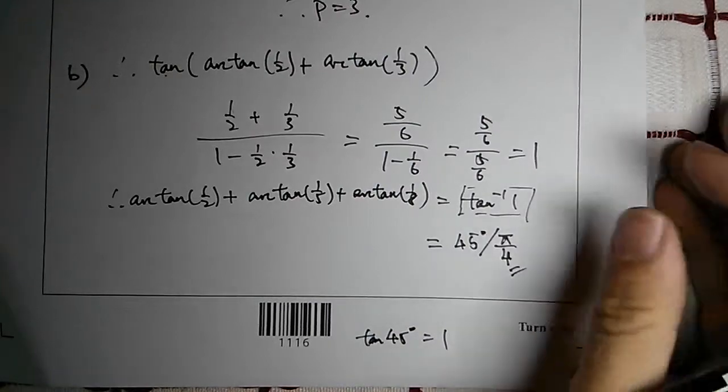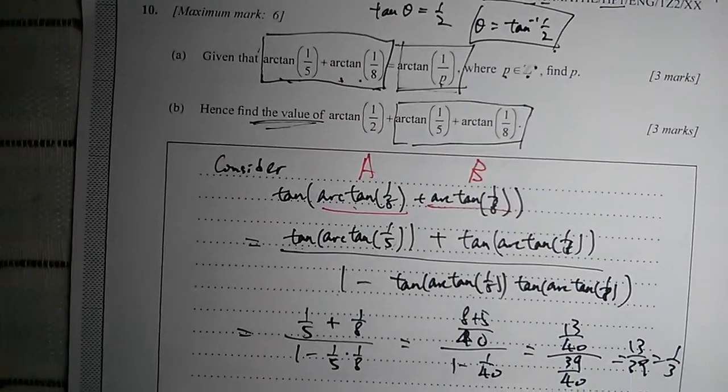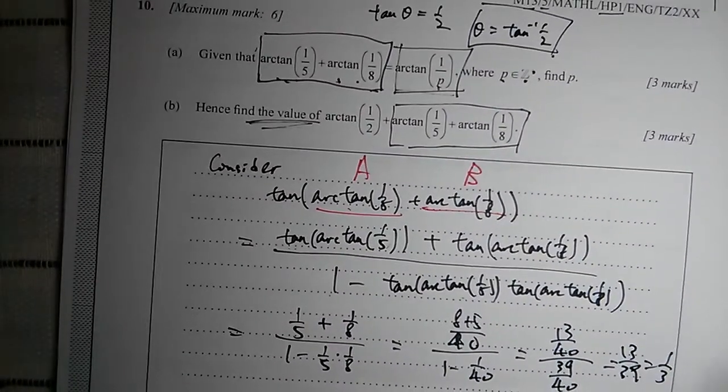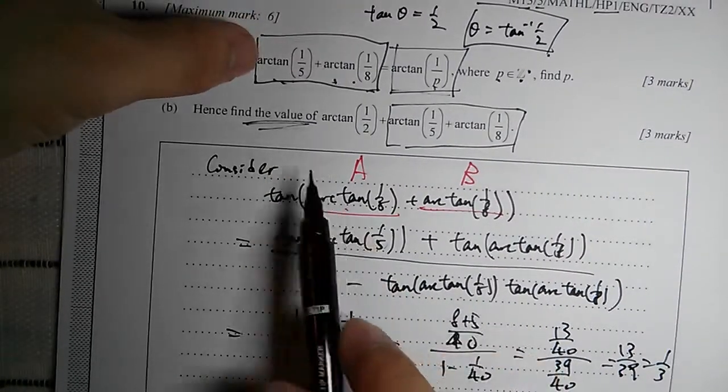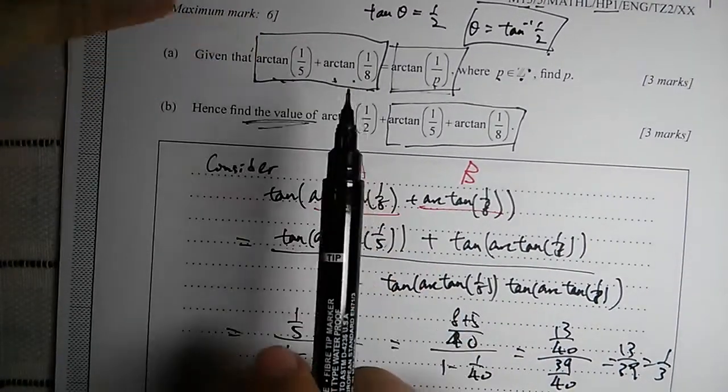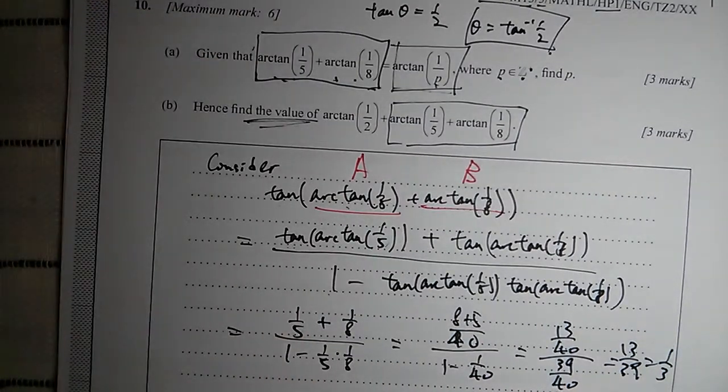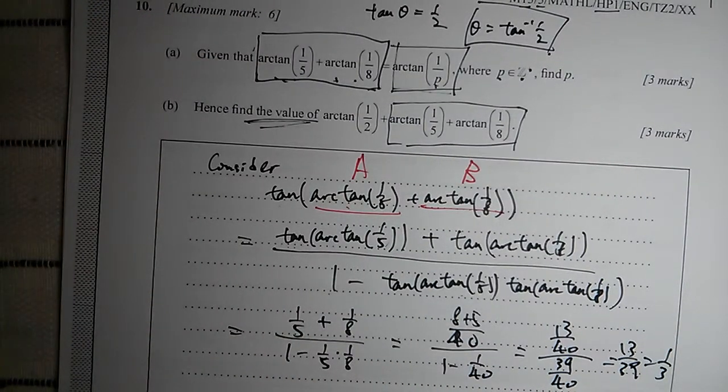So that's it. It's totally not hard, and it's also the second time that IB HL has come up with this. All you need to do is consider the tangent of this. Other than that, there's no special trick.